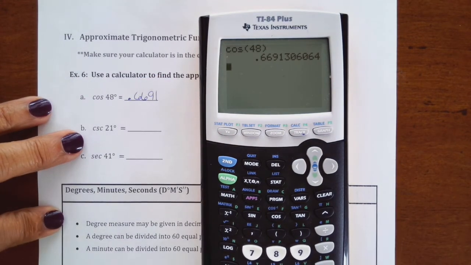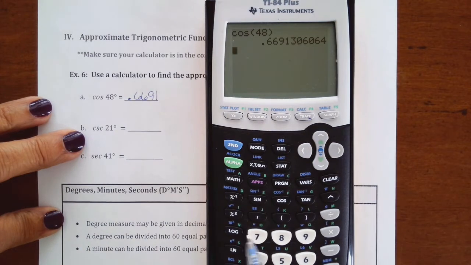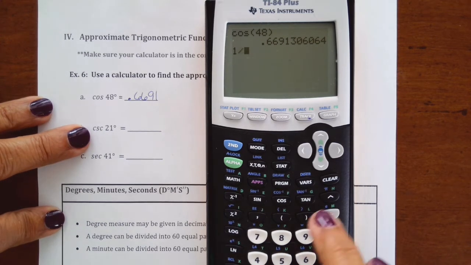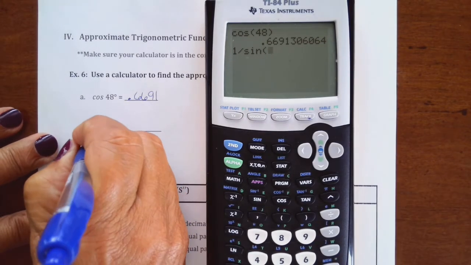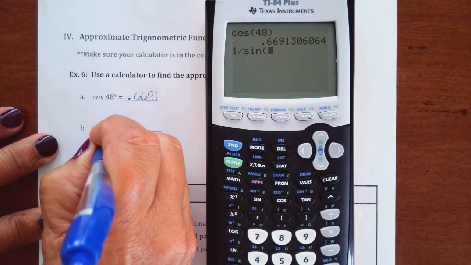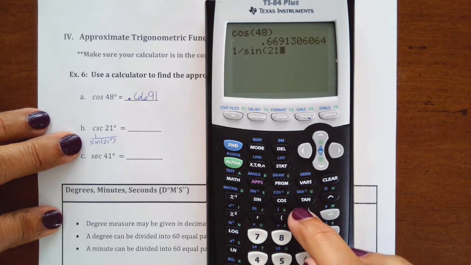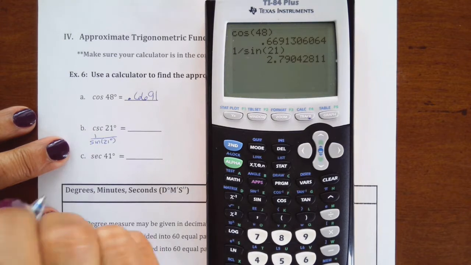Now, to do the other trig functions, okay, we have to use the reciprocal. But notice there are no cosecant, cotangent, and secant buttons on here. So we have to use the reciprocal identities. So cosecant is 1 divided by the sine, right? So that's the way that I have to do that. 1 divided by the sine of 21. That's what we learned on the page before. So put in 21 like that. And that will give you the cosecant value, 2.7904.